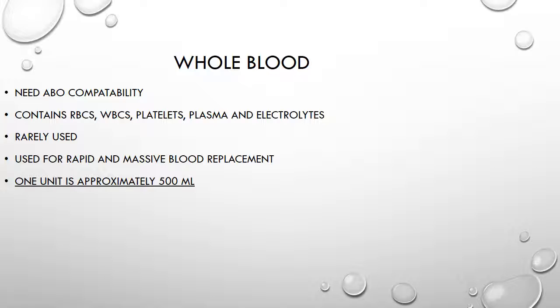If you're going to transfuse a unit of whole blood, usually it's about 500 milliliters of volume. So you're going to get 500 milliliters of volume, in addition to the replacement of all those cells that are important for perfusion.